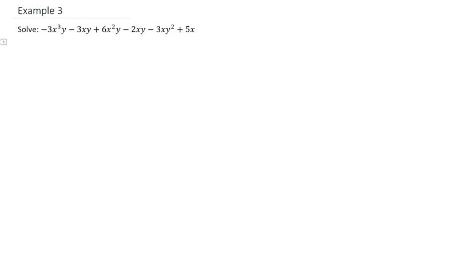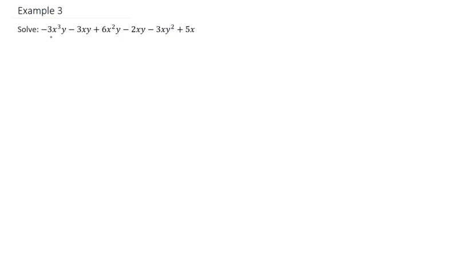Example 3. Solve for the following. We have minus 3x to the third y minus 3xy plus 6x squared y minus 2xy minus 3xy squared plus 5x. So we're going to go ahead and simplify as much as we can. Notice we have x and y in a lot of these terms, but if they are not exactly the same, where the x is raised to the same exponent or y, then they aren't the same.